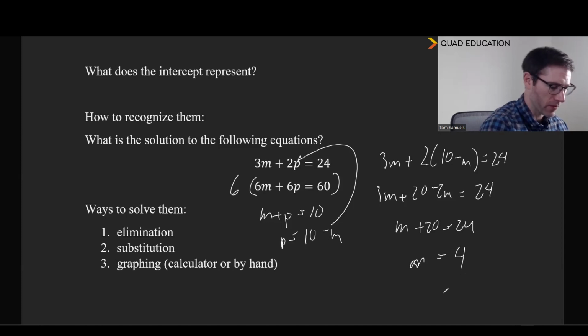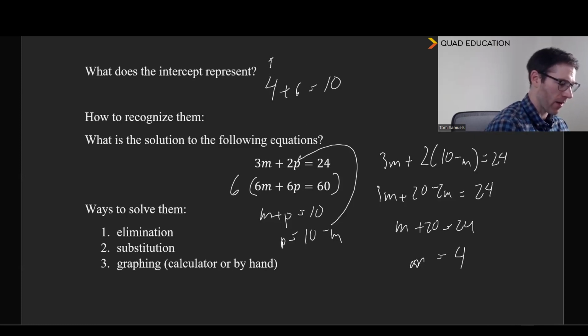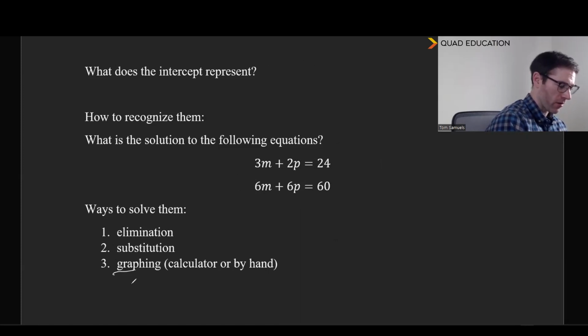And so in my previous equation, I found that p was 6, right? So I'm going to say that, well, 4 plus 6 is indeed 10. So in this case, m plus p is consistent, because that's using substitution. And so with our final solution here, we're going to use graphing or just drawing.